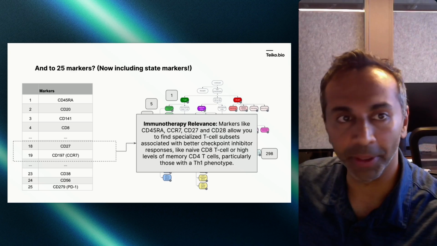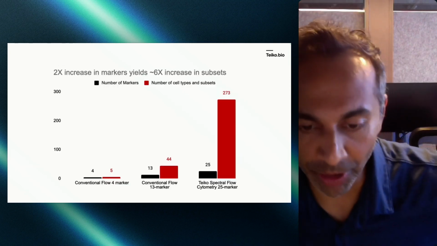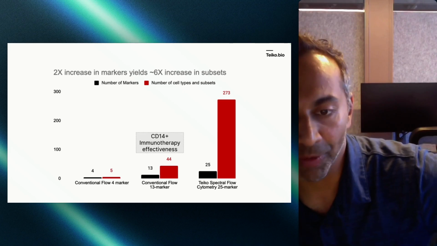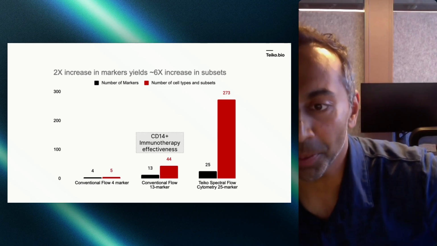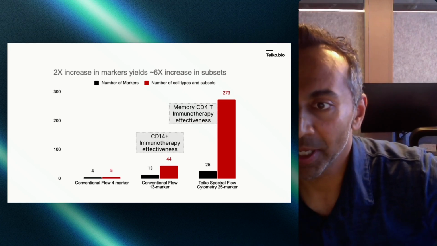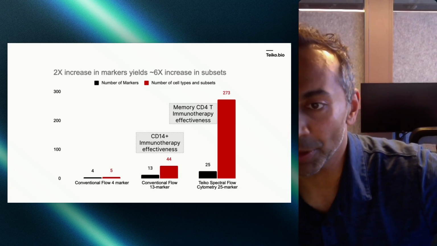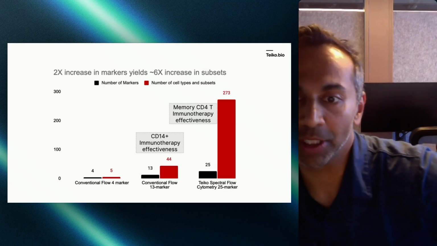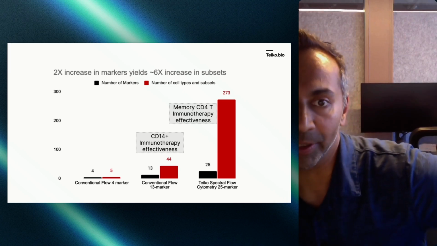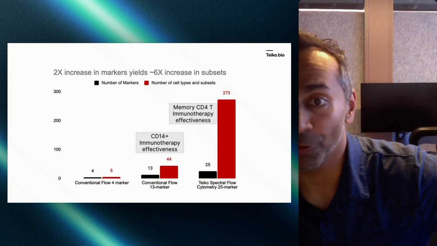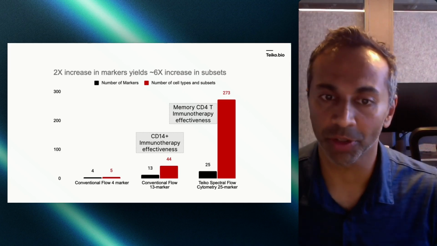associated with an immunotherapy. So we started with 4 markers, we went to 13 markers, and then we went to 25 markers. At 13 markers, we found subsets like CD14 positive subtypes. And then as you bump up your resolution, you can find different T cell types like memory CD4 T cells, which could drive immunotherapy effectiveness. So a 2x number of markers increases 6-fold increase in subsets, which is really exciting.